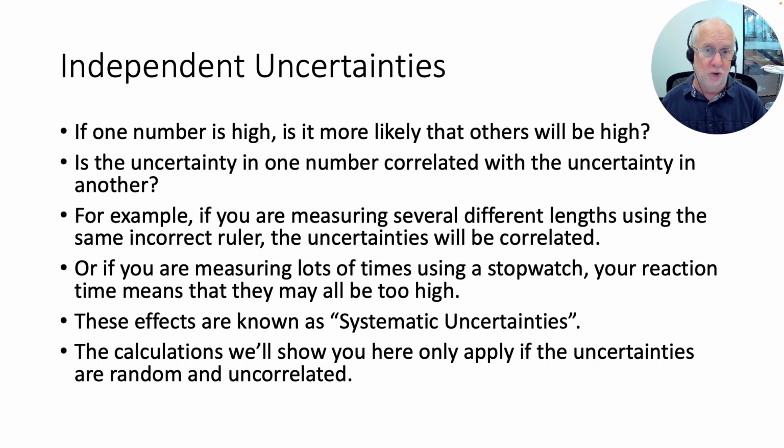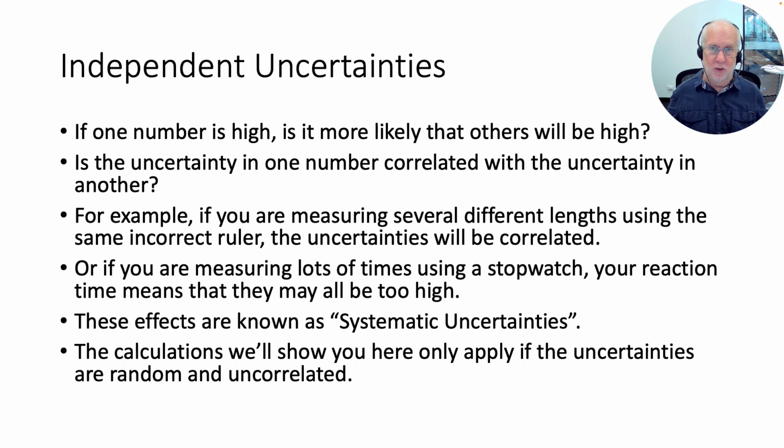Now to calculate this, you need to worry about the concept of independent uncertainties. Are your different measurements independent? We've said that the measurement of each brick could be too high or too low. That may apply sometimes, but if you're measuring them all with the same ruler and your ruler is dud, then if one's low, they're probably all going to be low because the ruler is the wrong length.